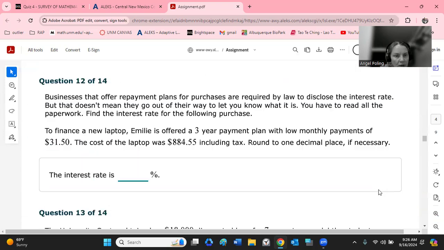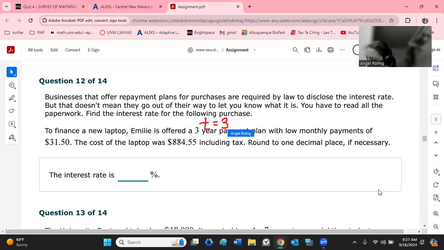Now 12, we have interest rate. Businesses that offer repayment plans for purchases are required by law to disclose the interest rate, but that doesn't mean they go out of their way to let you know what that is. You have to read all the paperwork. Find the interest rate for the following purchase. To finance a new laptop, Emily has offered a 3-year payment plan.